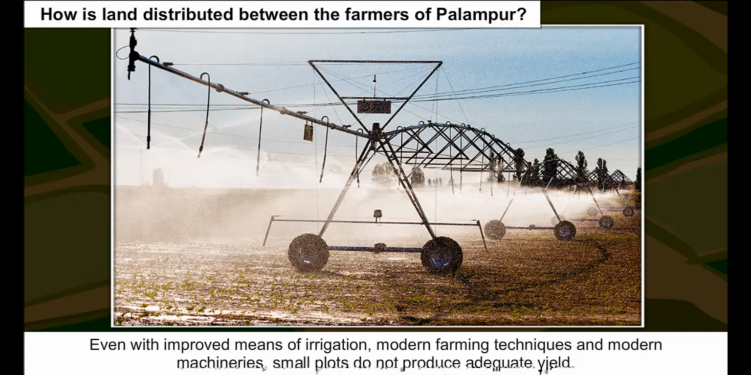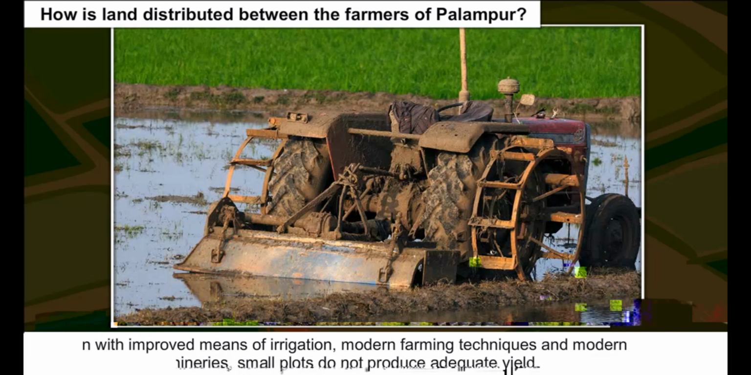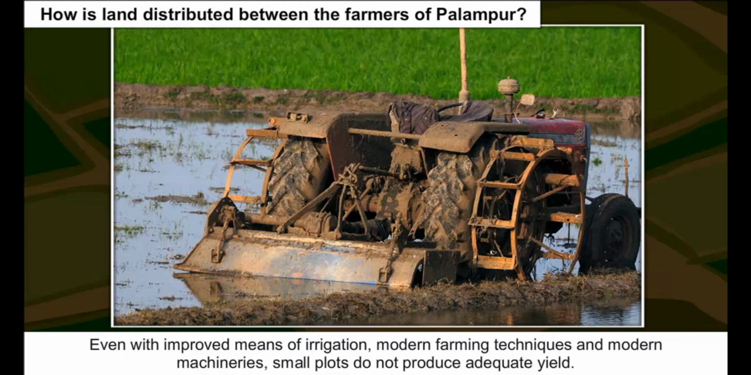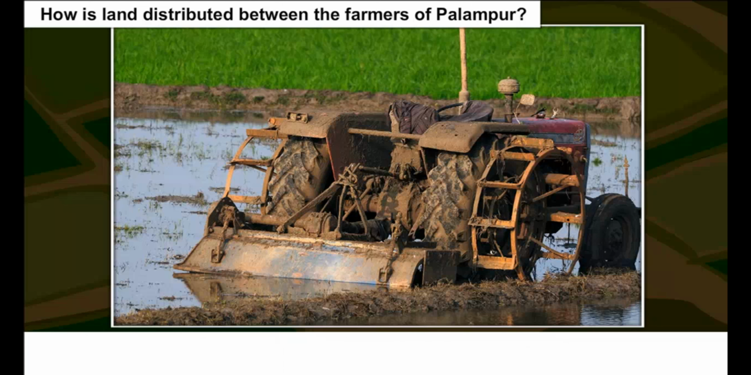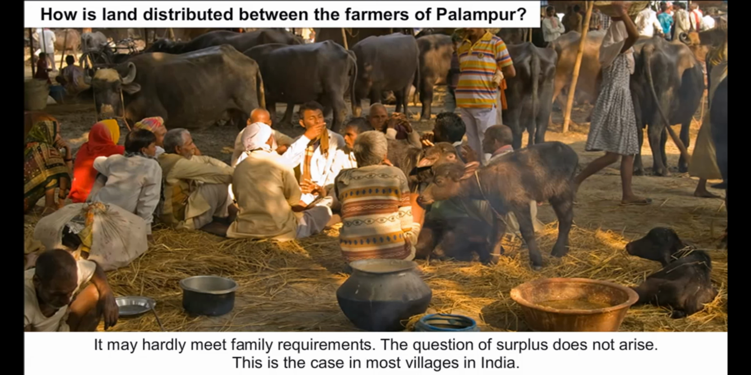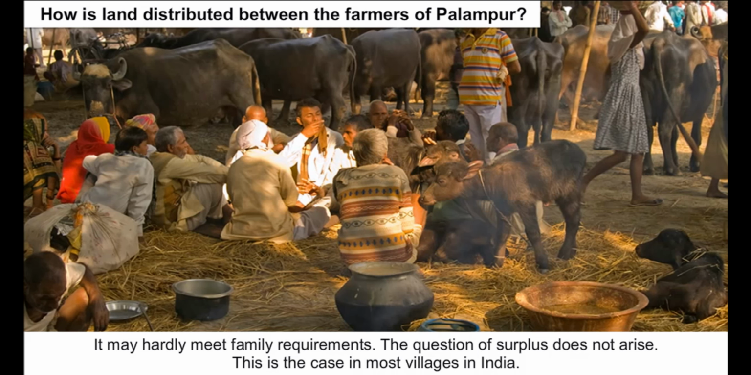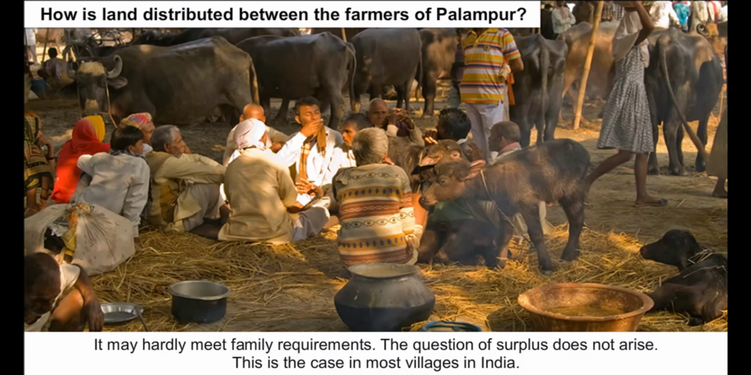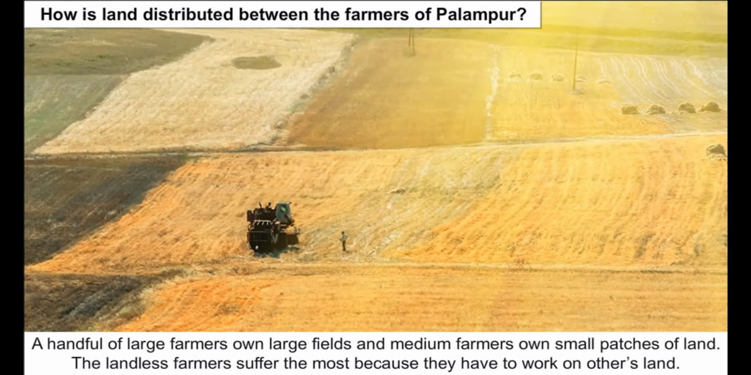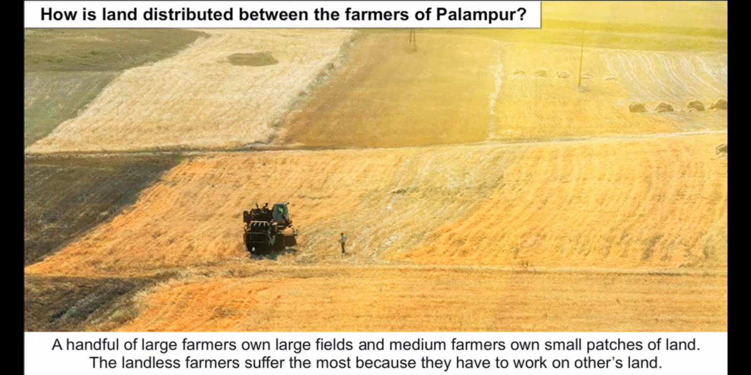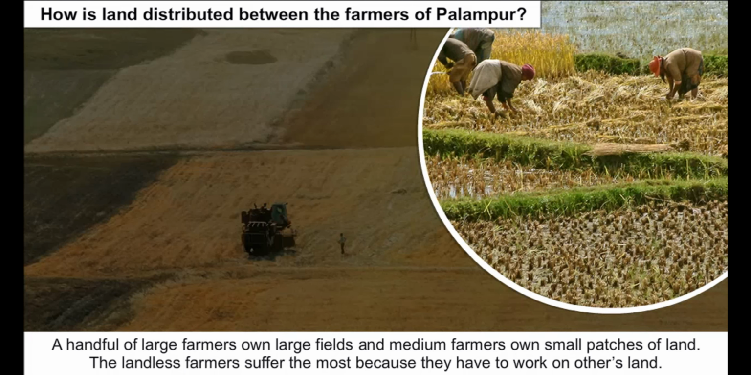Even with improved means of irrigation, modern farming techniques and modern machineries, small plots do not produce adequate yield. It may hardly meet family requirements. The question of surplus does not arise. This is the case in most villages in India. A handful of large farmers own large fields and medium farmers own small patches of land.